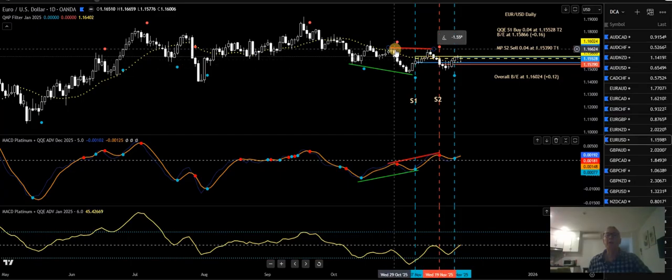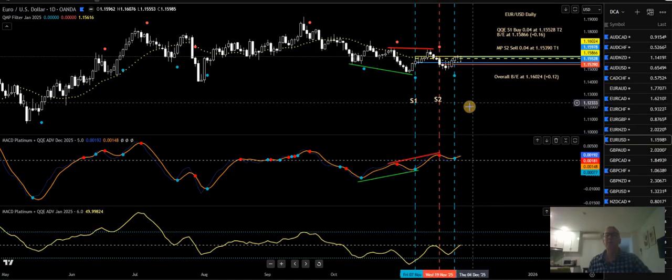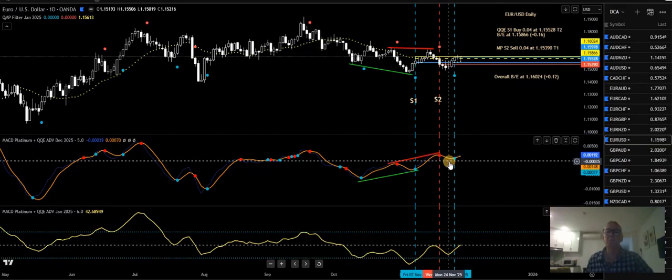This is a sell, so again we've got divergence, hidden bearish divergence there. Took the sell and it's gone nowhere fast. The MACD Platinum, this is MP, so I'm looking for the 0 level on the MACD Platinum.